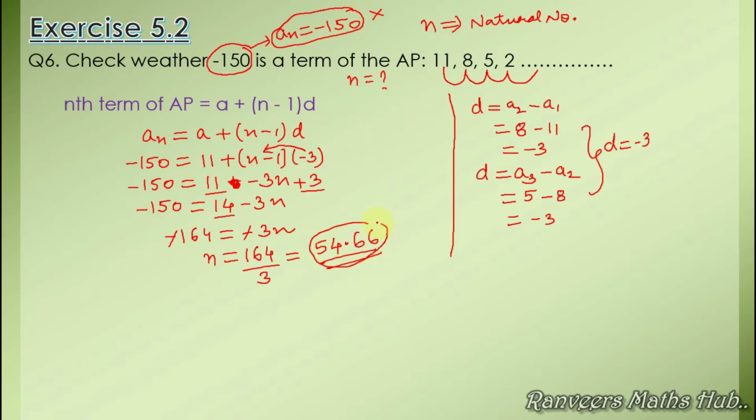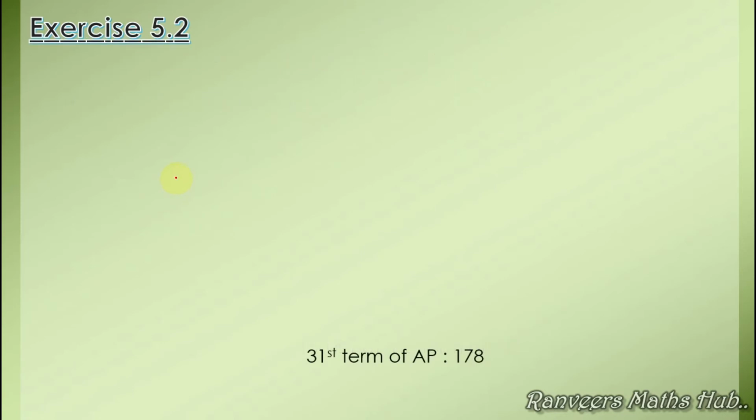नंबर नहीं मिला है n का वैल्यू. अगर वो नेचुरल नंबर मिलता था तो then we could have confirmed that this minus 150 is the part of this sequence, but we are not getting the natural number here for the value of n, so it is not the part of this sequence. So what will be the final answer? No, minus 150 is not the term of the arithmetic progression. Okay, next question.